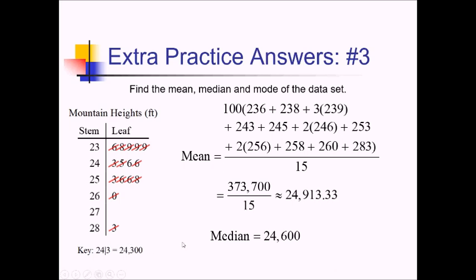Finally, for the mode, we're going to pick the item that appears the most. So this 9 here appears 3 times, this 239. Nothing else appears at least 3 times, so that's the mode. But again, multiply by 100 for this one problem. So that's 23,900 for the mode.